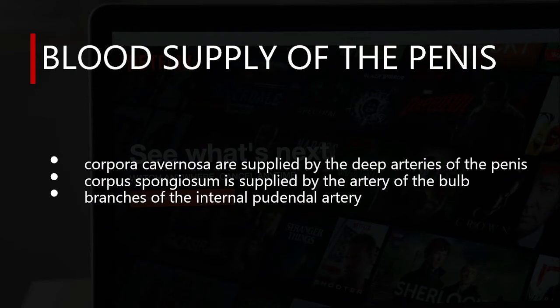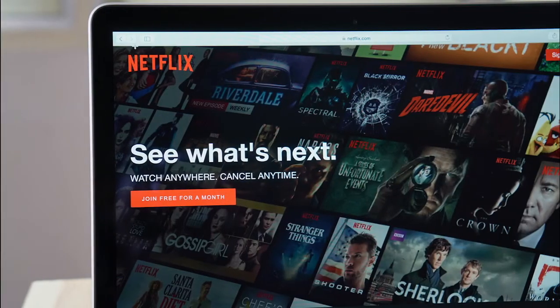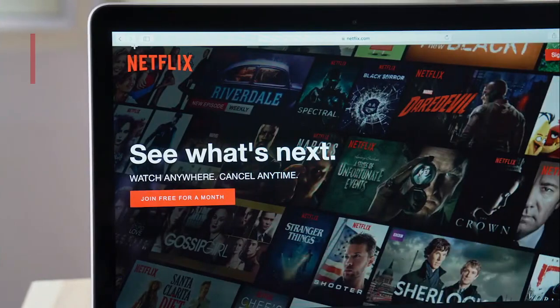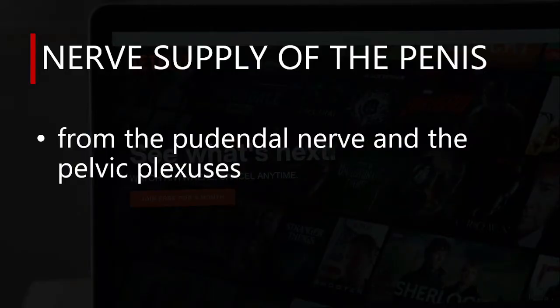Blood supply of the penis: the corpora cavernosa are supplied by the deep arteries of the penis, and the corpus spongiosum is supplied by the artery of the bulb and a branch of the internal pudendal artery. The lymph drainage of the penis: the skin of the penis is drained into the medial group of superficial inguinal nodes, and the deep structures of the penis are drained into the internal iliac nodes. The nerve supply of the penis is from the pudendal nerve and the pelvic plexuses.